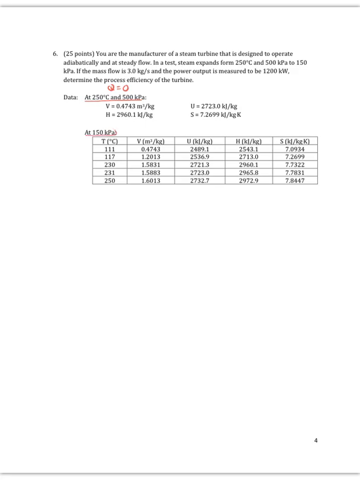Now that's not enough information, but we have a selection of data at 150 kilopascals. We know that the mass flow rate is 3 kilograms per second, and the power output is measured to be, so that means it's the actual value it was measured, and that's output, so it's negative 1200 kilowatts. And what we want to do is find the process efficiency of the turbine.